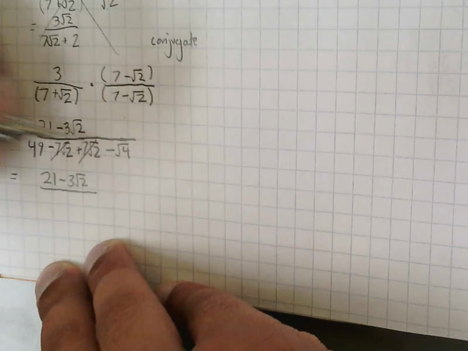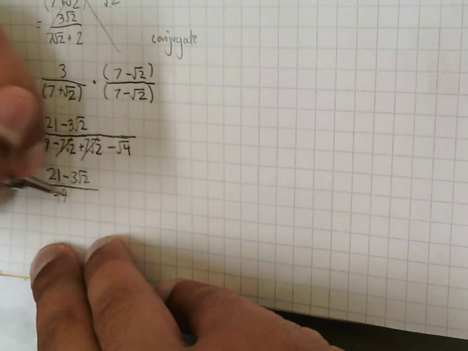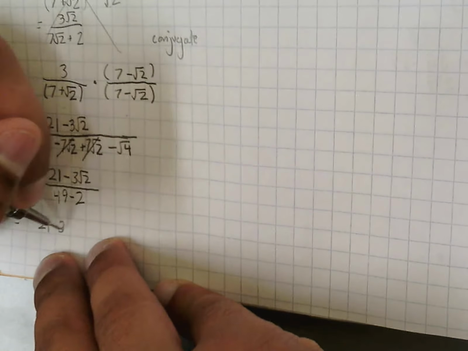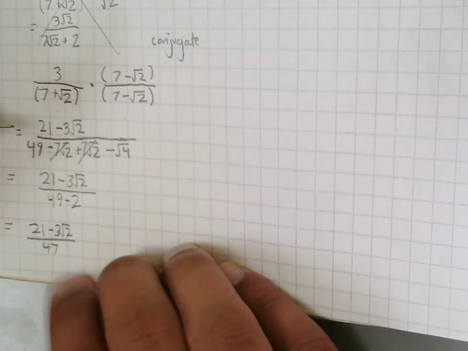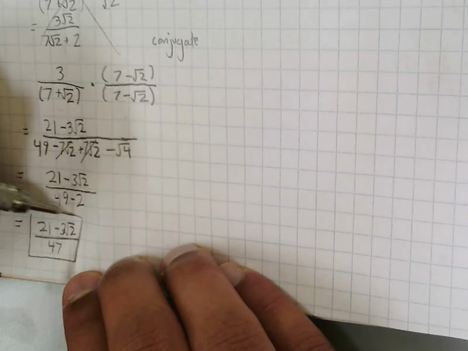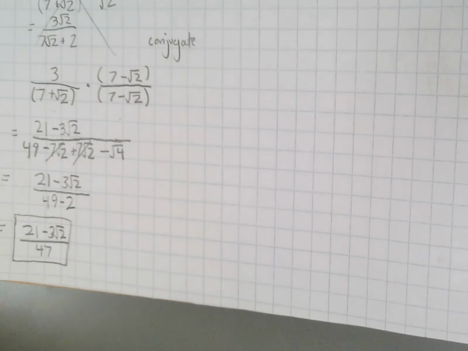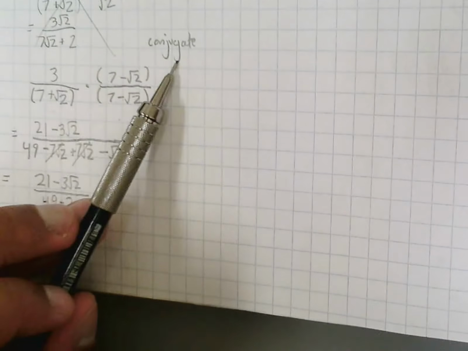So then I have 49 minus 2, because the square root of 4 is 2. 49 minus 2. So this simplifies to 21 minus 3 root 2 over 47. Okay, so a little bit different when we have two terms, we have to multiply by the conjugate.